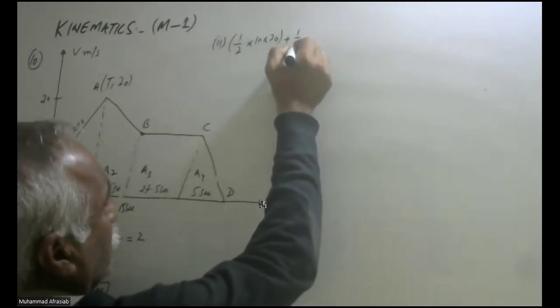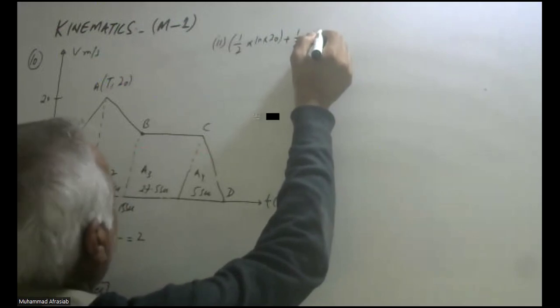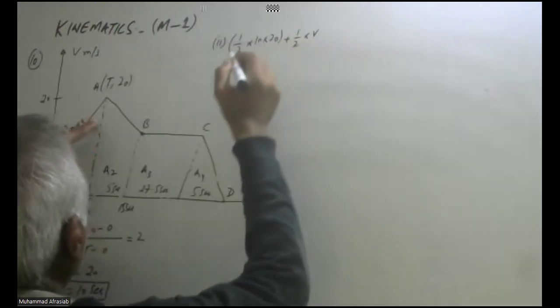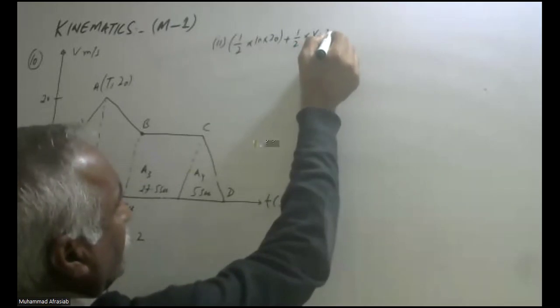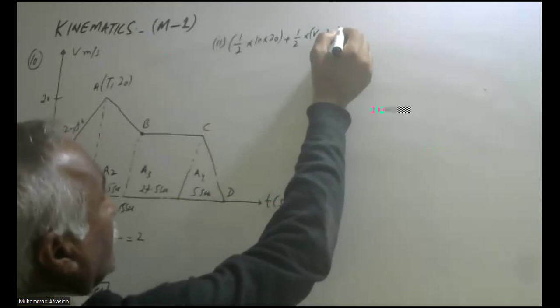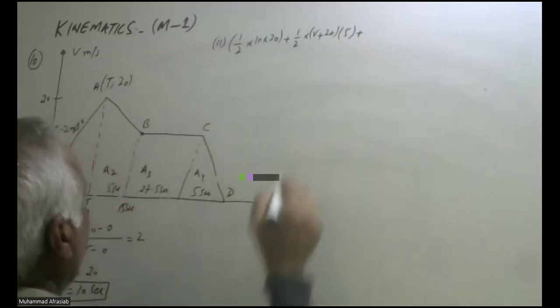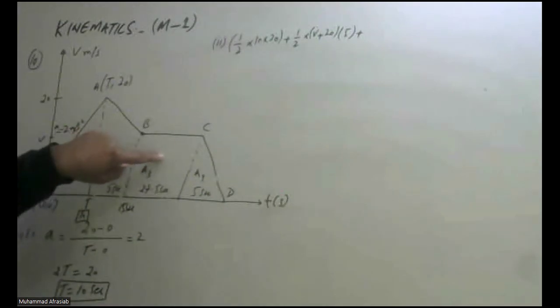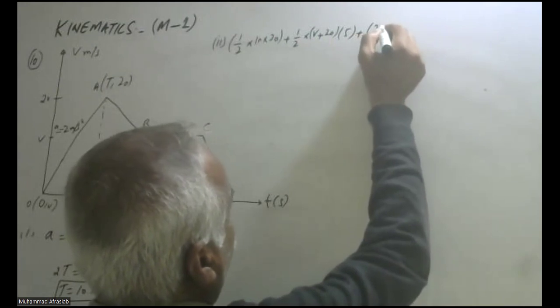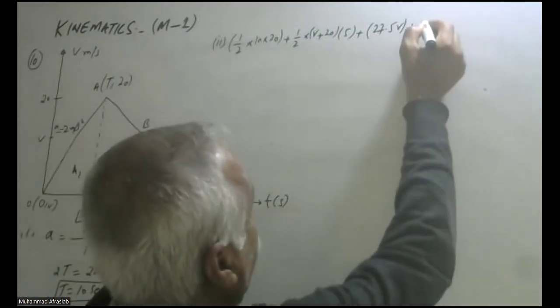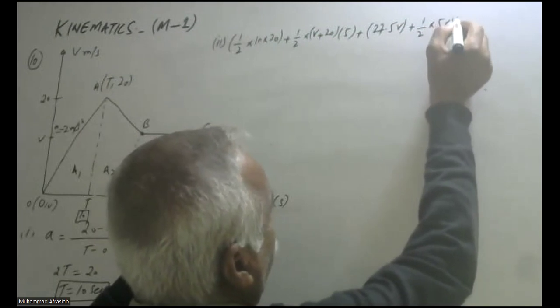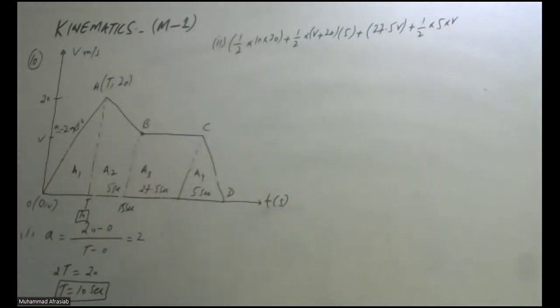So it should be equal to half into V plus 20, into the time, which is 5, plus A3, which is a rectangle, so it is equal to 27.5 into V, plus the last part, which is a right angle triangle, so it should be equal to half into 5 into V. So this is the total distance traveled by the car, and they said to find the value of V when it moves with a constant speed.